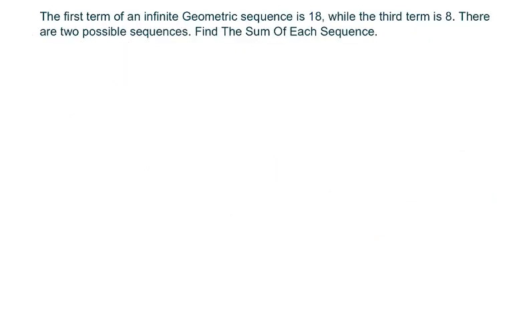Okay, the next one we have is an infinite geometric series, where the first term is 18 and the third term is 8. There are 2 possible sequences, and we have to find the sum of each sequence, but it's an infinite one, so we're going to use the infinite formula.